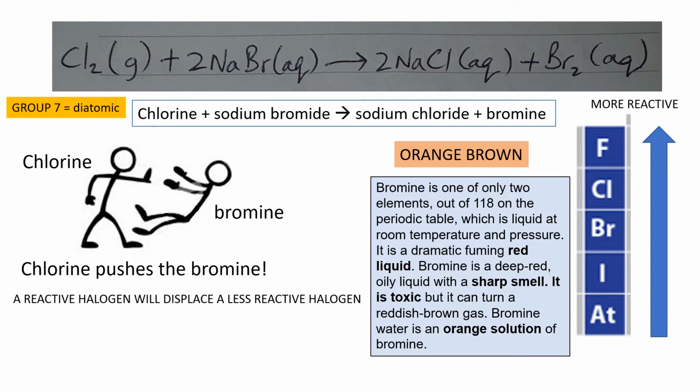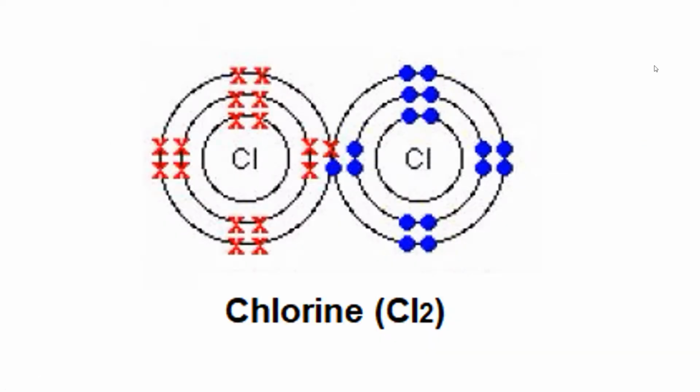Okay, let's have a look at this equation here. So you have Cl2, which is diatomic. The reason why it's diatomic is because if we look at this diagram here, you've got 7 electrons on the right hand side, the one with the circles, it has 7 electrons in the outer shell. The one with the crosses, it's got 7 electrons in the outer shell.